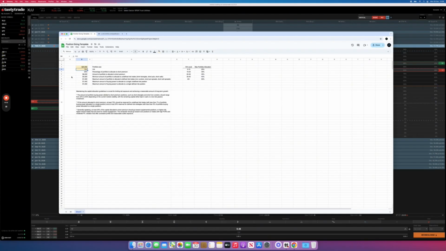And at this point, you just need to use this information to form the backbone of your portfolio. It will tell you the maximum amount of buying power to allocate to short premium strategies in general. It will tell you the maximum amount of buying power to allocate to undefined risk strategies, defined risk strategies, etc., on an overall portfolio basis and on a position by position basis. There's an explanation giving you all of the information there as well.